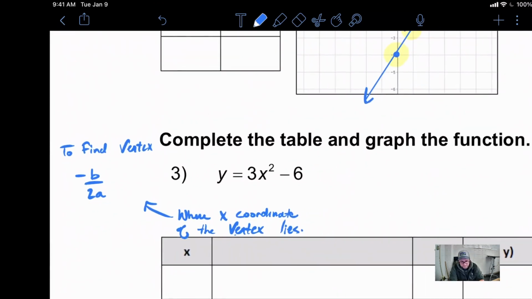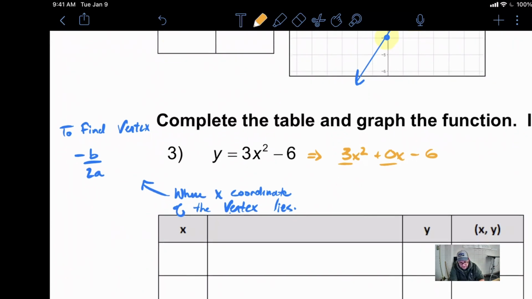Now, this uses a's and b's, so we want to always rewrite our function to make sure it has an a and a b if it doesn't. So in this one, we'll have 3x squared plus 0x minus 6. So a is, of course, 3, and b is, of course, 0.